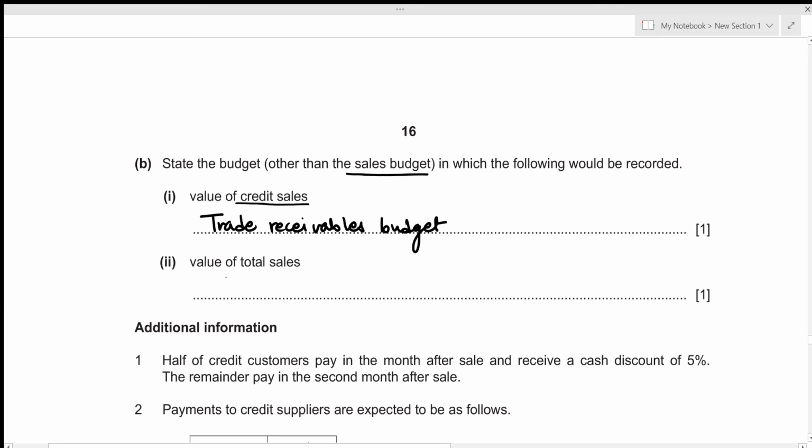Then for the second part, we have the value of total sales. So we know that in our format of income statement, we always start with the value of total sales, and if we're talking about budgeted values of the total sales, then it can be used in our budgeted income statement. Let's write it down.